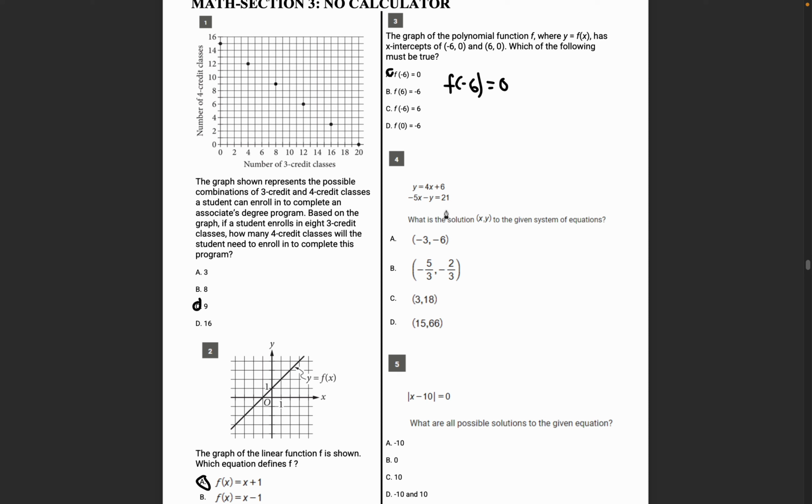Y equals 4x plus 6. What is the solution? Okay, so you know what we do? Let's solve for x, because whatever x value we get is going to be the answer. Same for y, but let's just do it for x. So let's substitute, actually. 5x minus (4x plus 6) equals 21. Negative 5x minus 4x, that's going to be negative 9x.